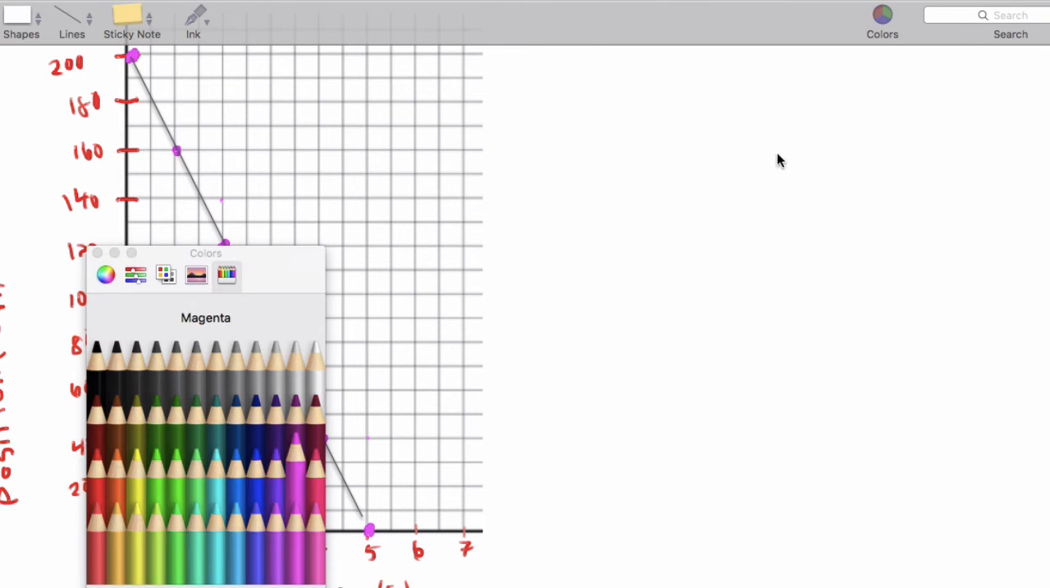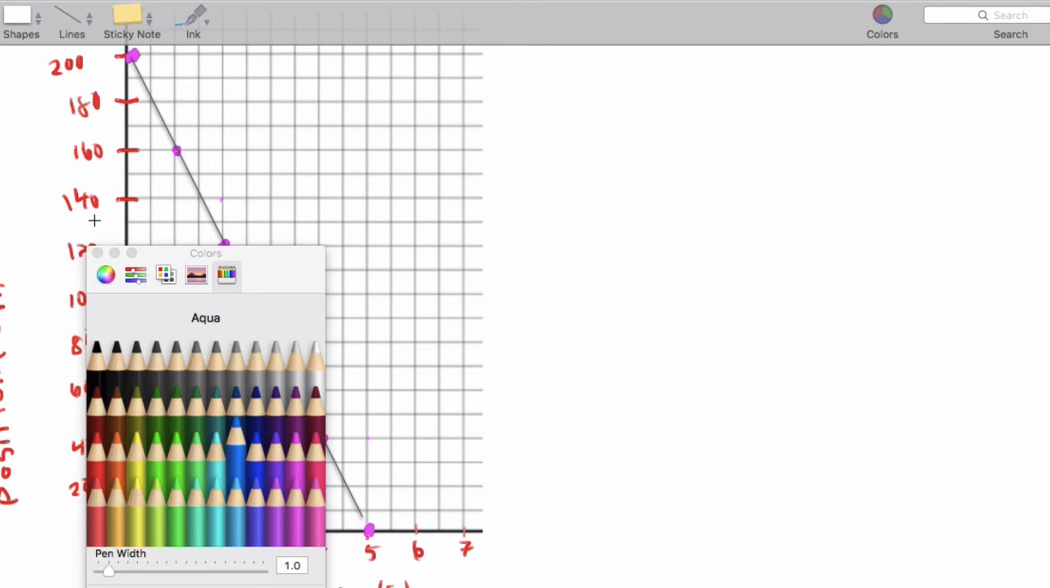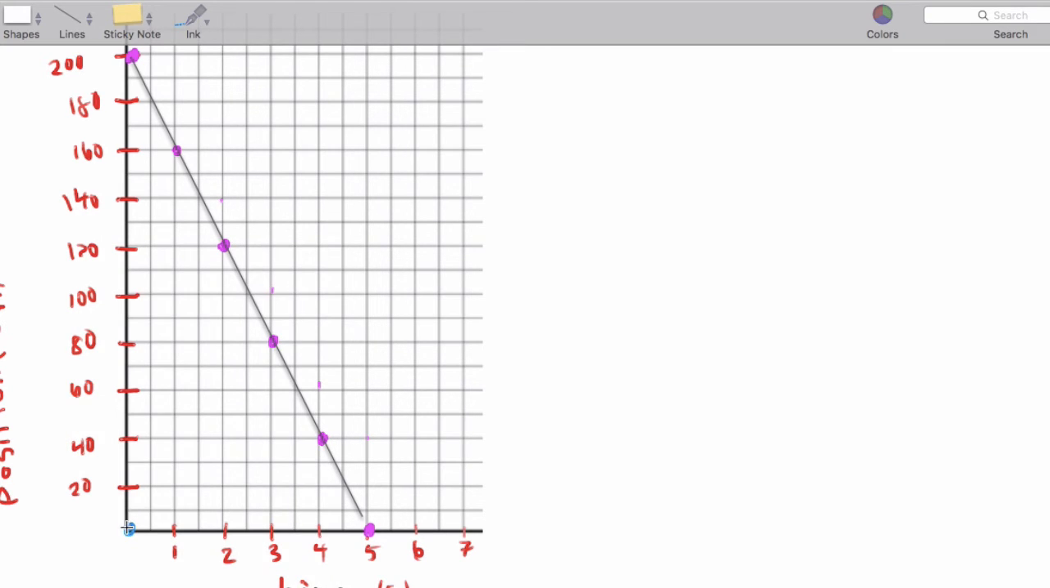So let's draw its plot. It starts at 0. At 1 second, it's at 10. 2 seconds, it's at 20. 3 seconds, it's at 30. 4 seconds, it's at 40. 5 seconds, it's at 50.